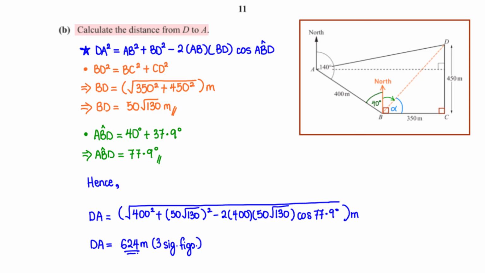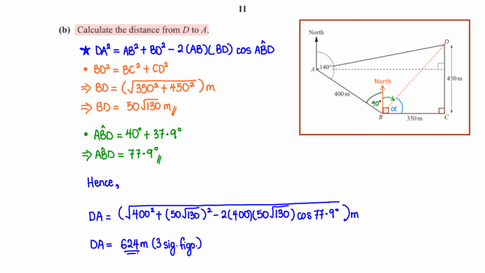Calculate the distance from D to A. We can easily find the length of BD and angle ABD, which means to find the distance from D to A, we need to use the cosine rule. When we apply the cosine rule to triangle ABD, this is what we get. We've already been given the length of AB, so let's find the length of BD.